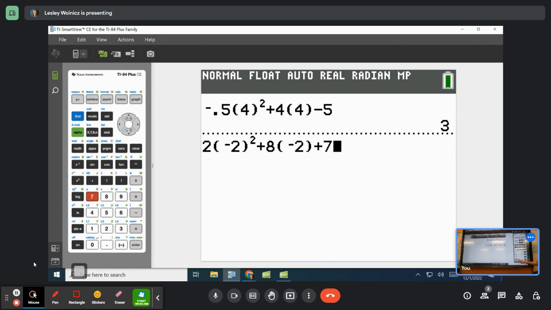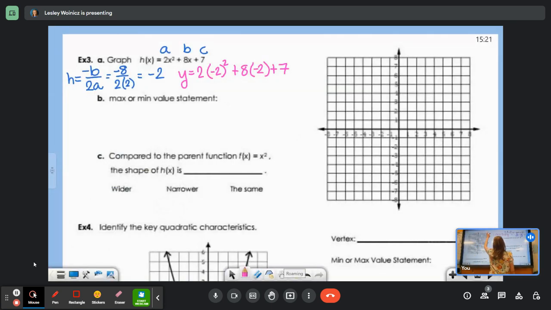All right, you should have got -1. Did you get it? Okay, so our K is -1. This is the H. So our vertex is -2, -1 over here.